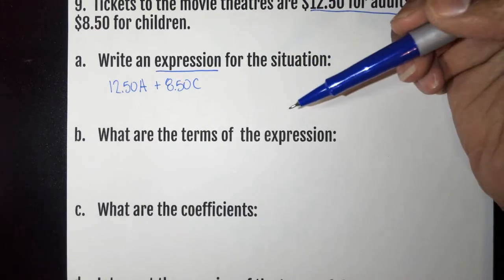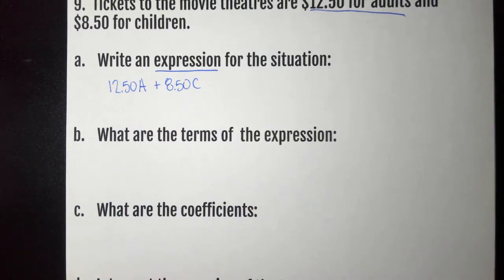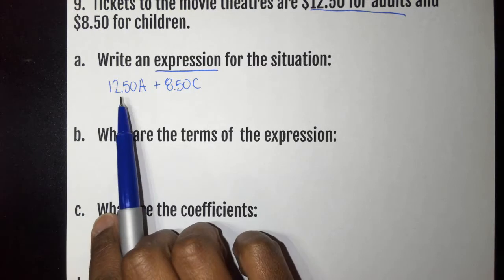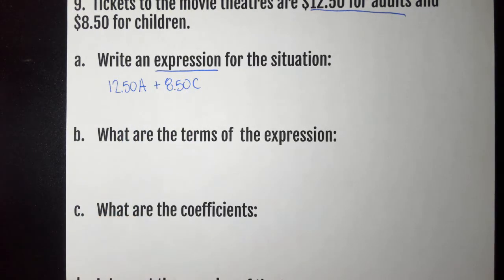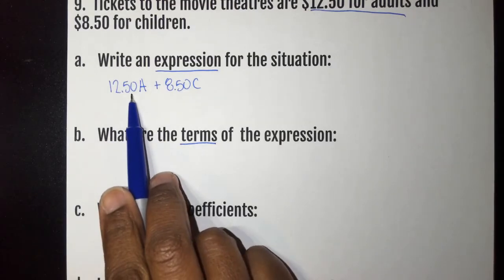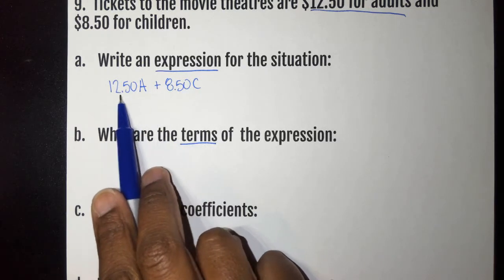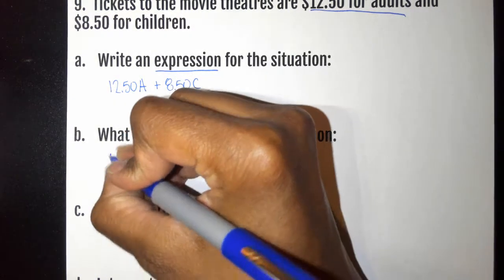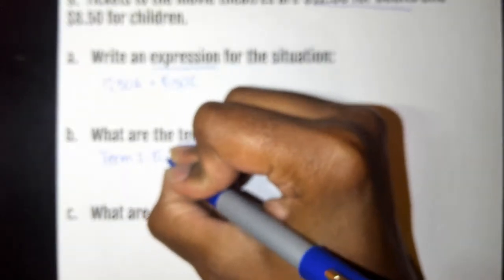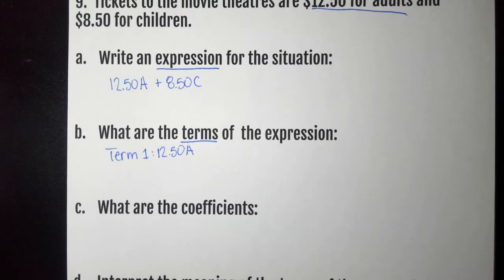And the next part is asking, what are the terms of an expression? Remember, the terms are the parts that are separated by addition or subtraction. So a term, this first part here, is broken up by this addition sign. So this is one of our terms. So term 1 is $12.50 times A, or 12.50A.